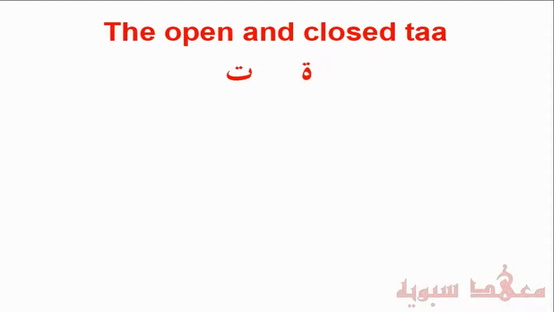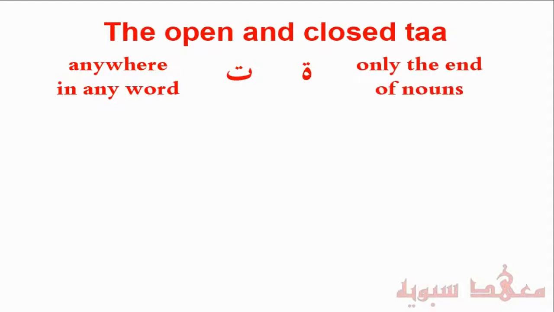So the open ta is used anywhere, meaning in any position of the word, and in any word. So either in a noun, or a verb, or a particle. It's not restricted to any type of word in the Arabic language. While the ta marbota, the closed ta, only occurs at the end of a word and only in nouns. So let's look at some examples of this, inshallah.